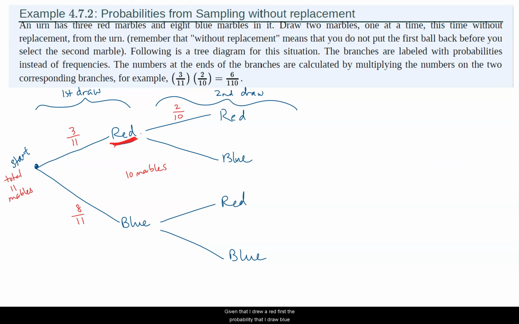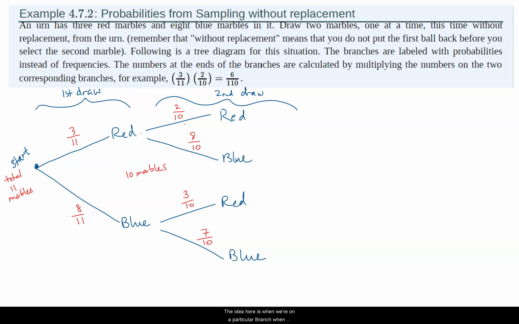Given that I drew a red first, the probability that I draw blue, the second draw, I have 10 in the jar, just like for the red, except this time all 8 of my blue ones are still in there. Similarly on the blue branch, 10 marbles remain in the jar. If I drew a blue one, all 3 of the red marbles are still in the urn. So my chance of drawing a red after a blue is 3/10. And since I drew a blue on this blue branch, I only have 7 blues remaining.